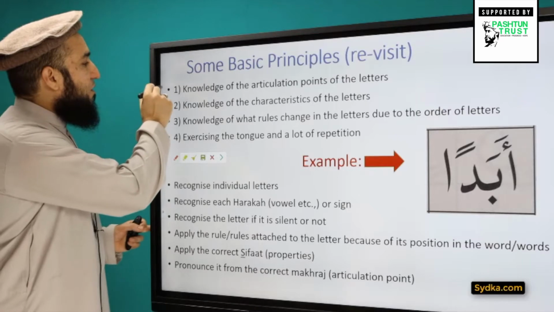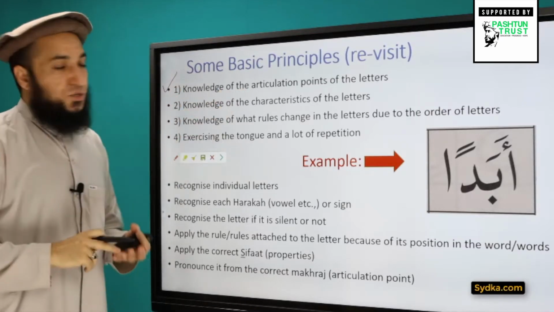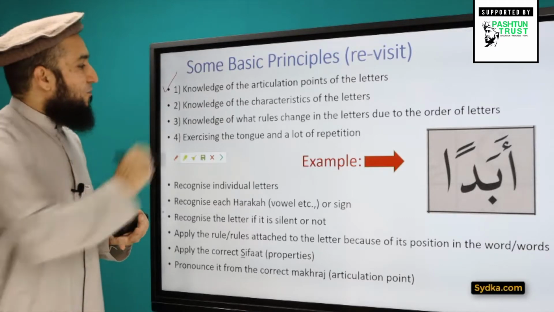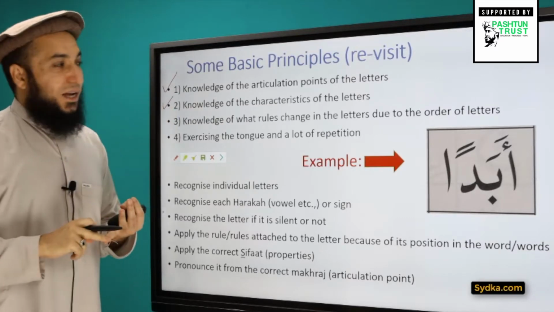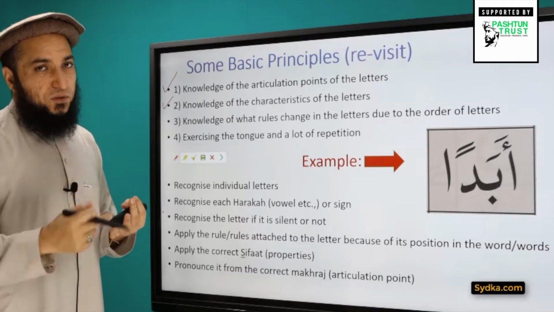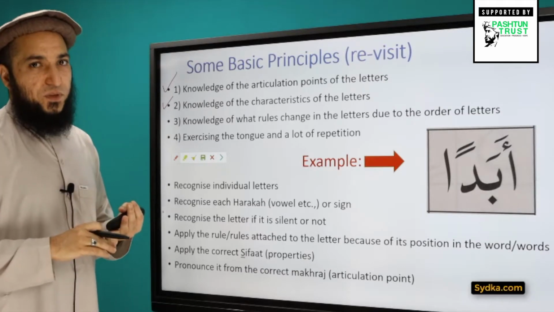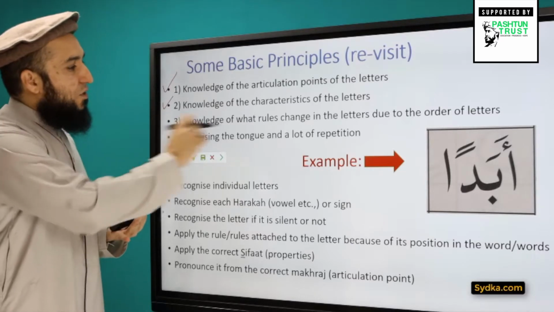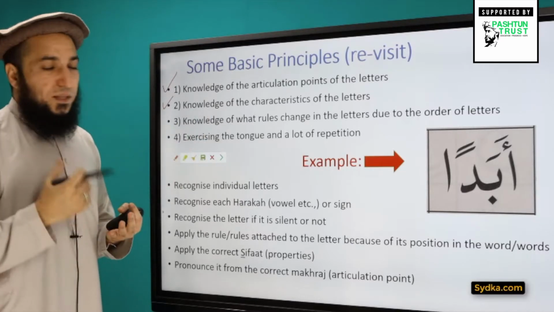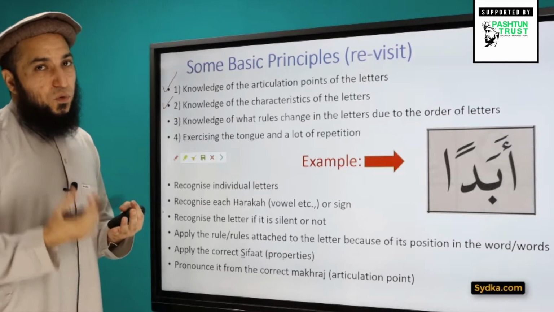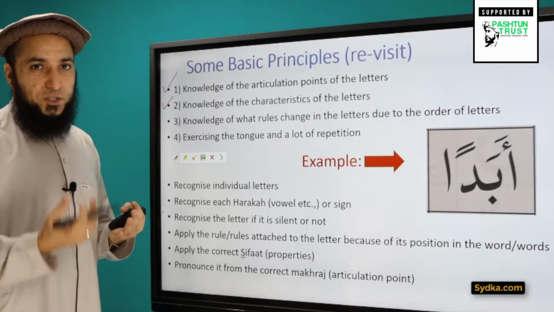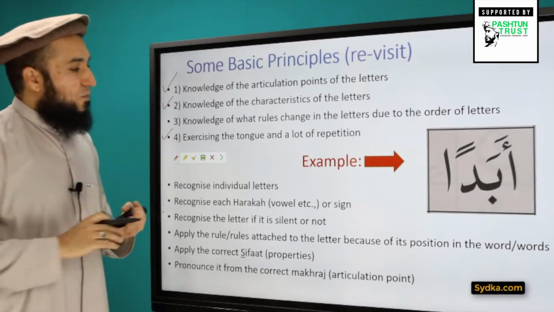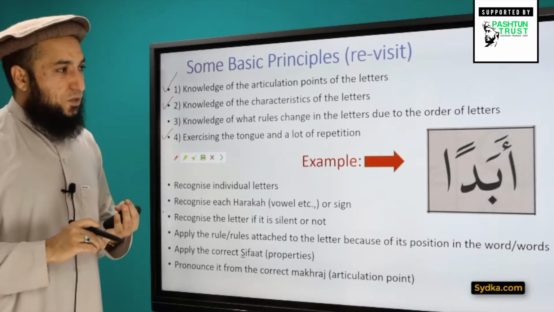So the first one is we need to have the knowledge of articulation points for each letter. The second one is we need to know the characteristics of each letter, sifat of each letter. We have studied only a few of them so far, but we will study the rest in advanced level. The third one is the knowledge of rules attached to individual letters because of their position in a word or words. The fourth one is exercising the tongue and a lot of repetition.